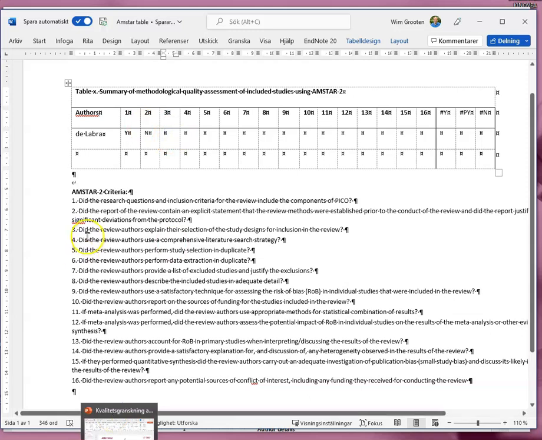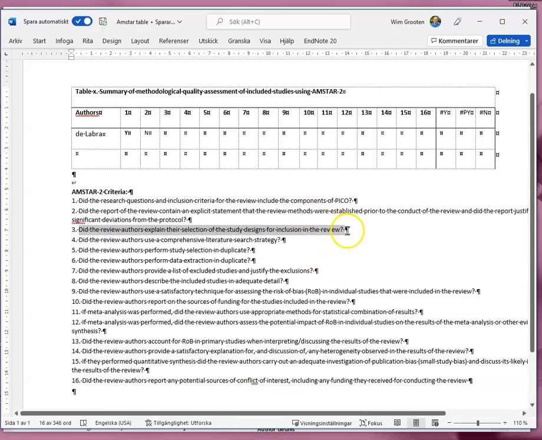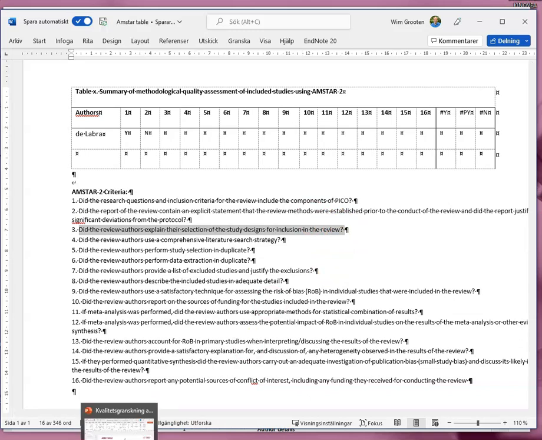Let's go to number 3. Did the authors explain the selection of the study designs? Okay, they want to have this selection of the study design for randomized controlled trials.